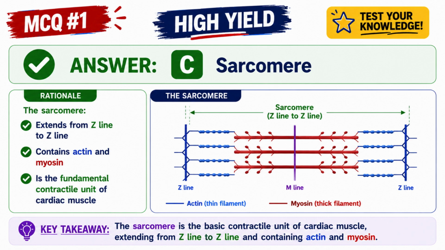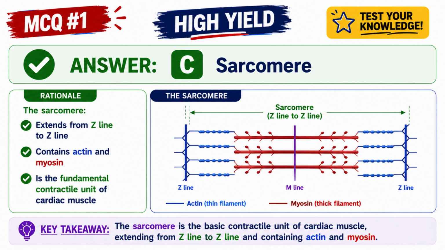The Z-lines are pulled toward each other. The sarcomere shortens. Millions of sarcomeres shortening simultaneously, in series and in parallel, produce the coordinated contraction of the ventricular wall, generating the pressure that ejects blood into the aorta. Every other structure on this question, T-tubules, intercalated discs, gap junctions, plays a supporting role in getting the signal to the sarcomere, or connecting sarcomeres together. But the sarcomere itself, actin, myosin, Z-lines, is where contraction actually happens.